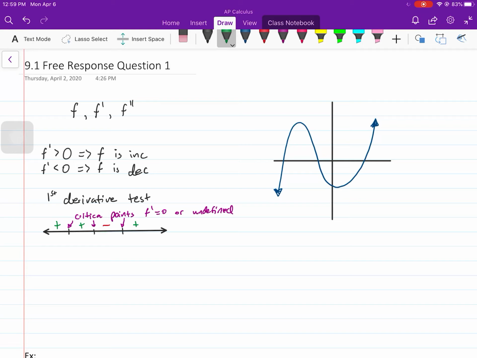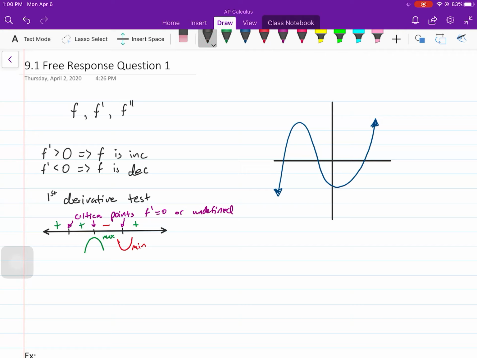Now, using that whole idea of increasing and decreasing, well, we can figure out, like if you look right here, our function's increasing and then decreasing, so that would be a maximum. Or if it's decreasing and then increasing, that would be a minimum. So we could use the idea of increasing and decreasing to figure out where a maximum or minimum occurs. So that would come from the first derivative test. All that comes from the first derivative test.